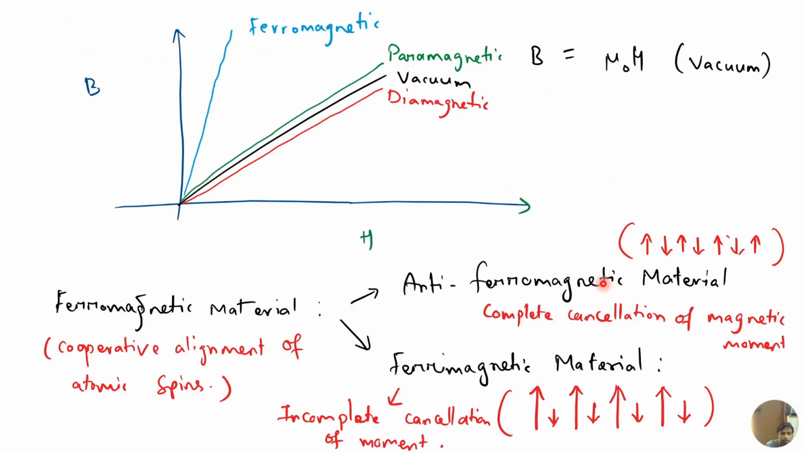If you want to plot B versus H for different materials, in vacuum the black line shows B equal to mu naught H. The slope of B versus H gives your permeability. For diamagnetic materials, the slope will be a little less than vacuum, and for paramagnetic materials the slope will be a little more than vacuum. But for the ferromagnetic material, the slope is very much larger than that of vacuum. So what is this ferromagnetic material? It results from the self-organization of individual magnetic moments.